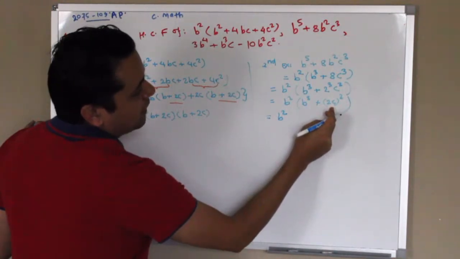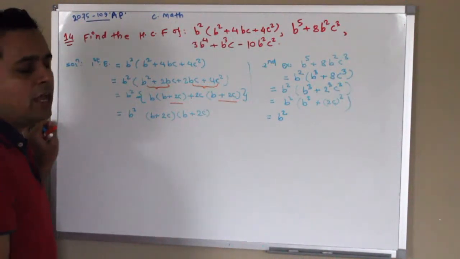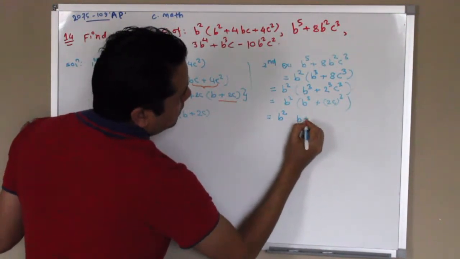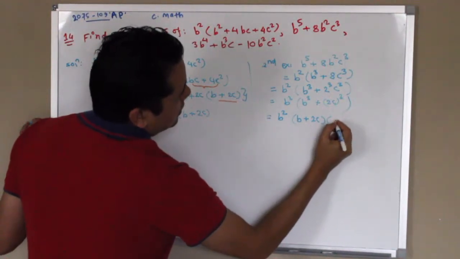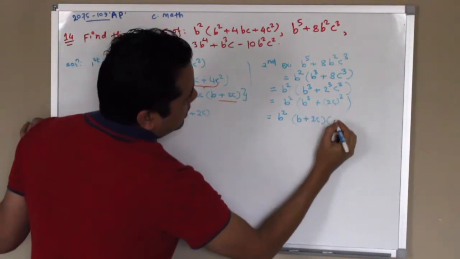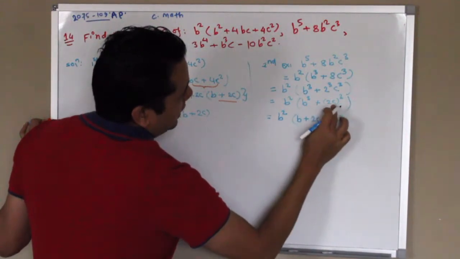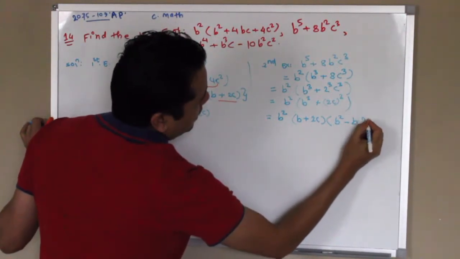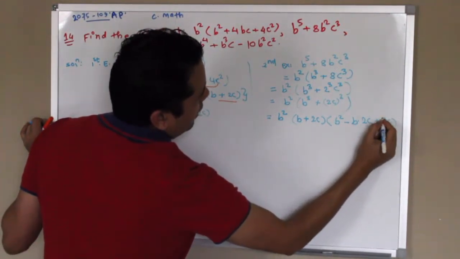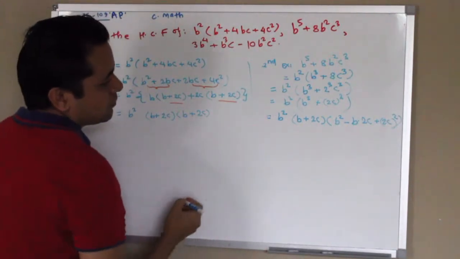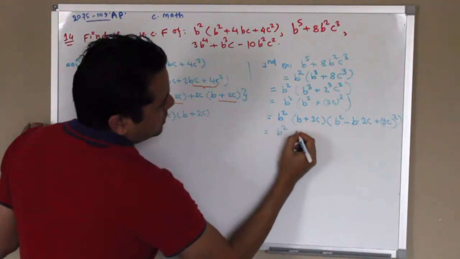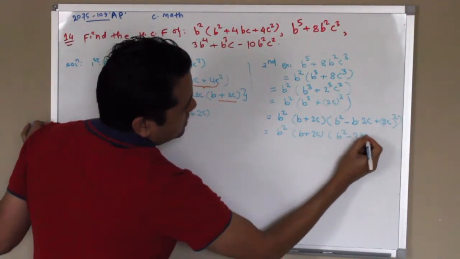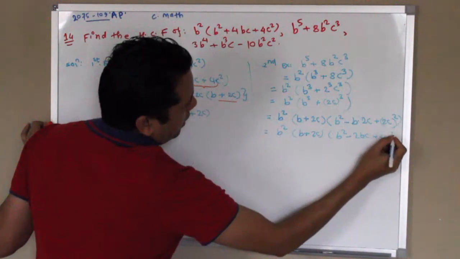you only apply the formula of a cubed plus b cubed, which is a plus b times a squared minus ab plus b squared, where a is b. So now b squared times b plus 2c times b squared minus 2bc plus 4c squared.